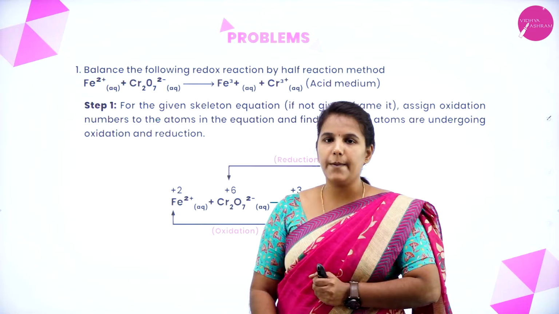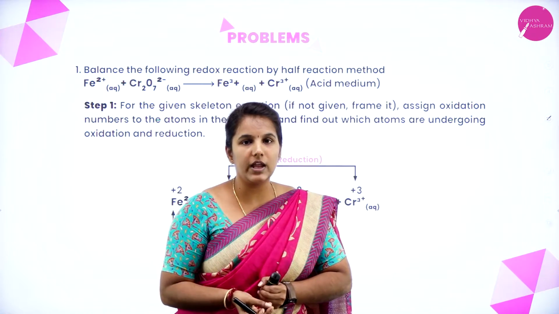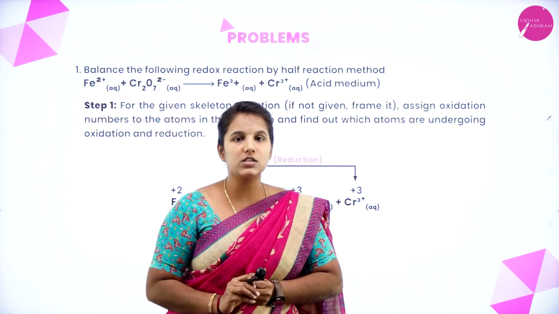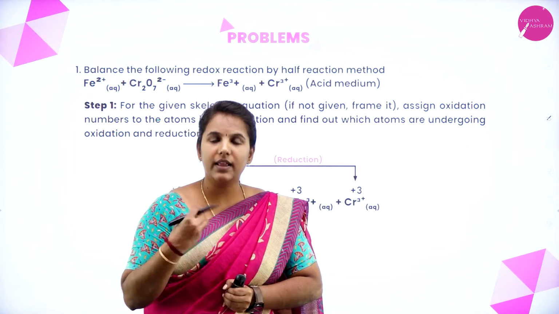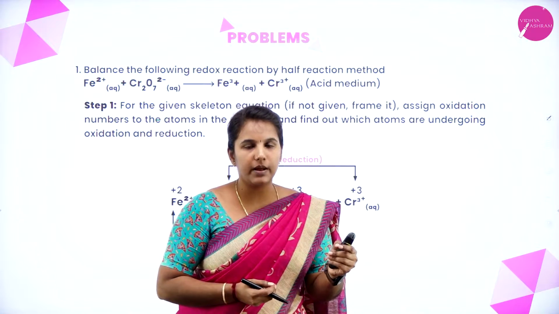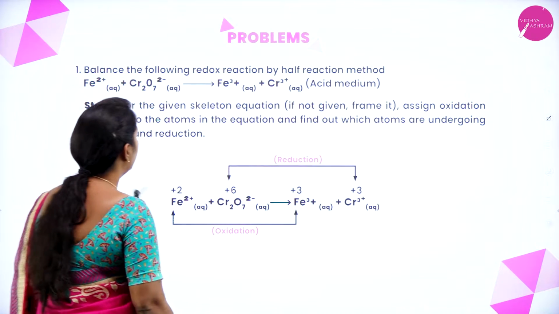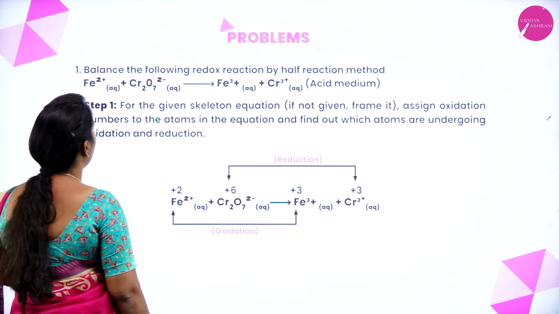We'll see an example so that we can easily solve the numericals, because balancing the redox reaction is very important in this chapter. They can ask for the oxidation number method or the ion-electron method. That is why you must learn both methods properly. So first I'll go with an example.